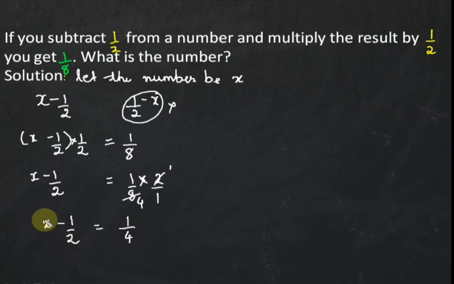Now leave x on one side and bring all the numbers to the other side. So I will do it over here. x is equal to 1 by 4, and this minus half will become plus. Earlier it was multiplication, now it is minus. So the minus sign will be plus. So plus 1 by 2.